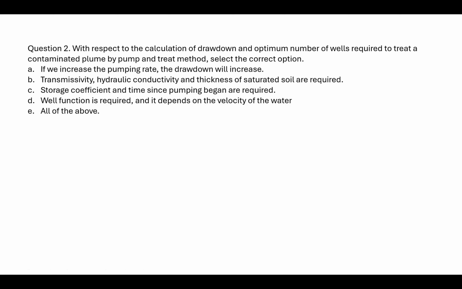So the next question is, with respect to the calculation of drawdown, an optimum number of wells required to treat a contaminated plume by pump and treat method, select the correct option. A. If we increase the pumping rate, the drawdown will increase. B. Transmissivity, hydraulic conductivity, and thickness of saturated soil are required. C. Storage coefficient and time since pumping began are required. D. Well function is required, and it depends on the velocity of the water. E. All of the above. So we have to select out of the five options which one is the correct option.